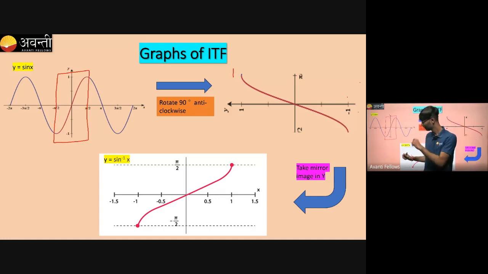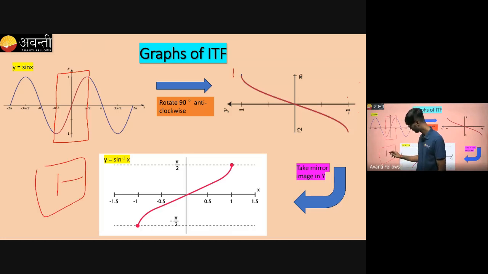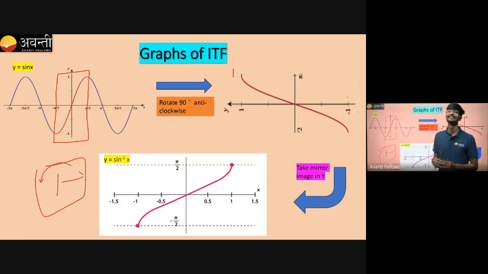Suppose this is a book. I made the graph of sine here. I rotated it in the anti-clockwise direction. Now I just need to turn the page and see the reflection. If I turn this page here, the graph I'll get on the back of the page will be of this sine inverse, from here to here. So this is the graph of sine inverse.